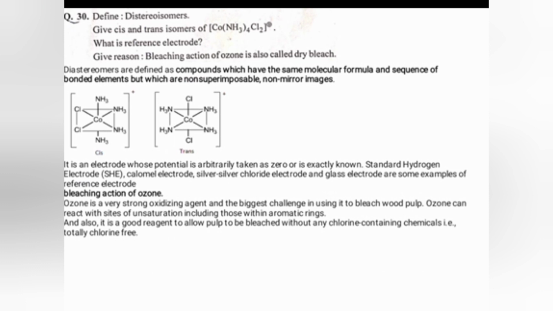One more question: the bleaching action of ozone, also called dry bleaching. Ozone is a very strong oxidizing agent, and the biggest challenge in using it is to bleach wood pulp. Ozone can react with sites of unsaturation, including those within the aromatic ring, and it is also a good reagent to allow the pulp to bleach without any chlorine or chlorinating chemicals. That is totally chlorine free.